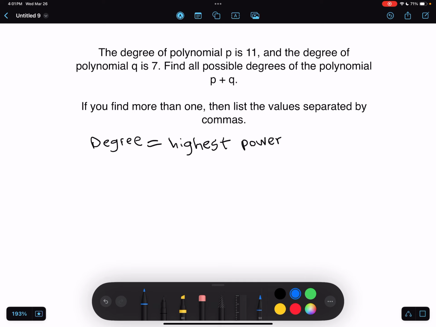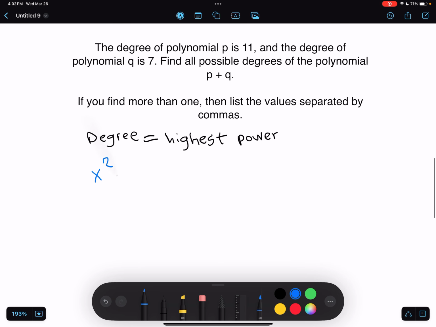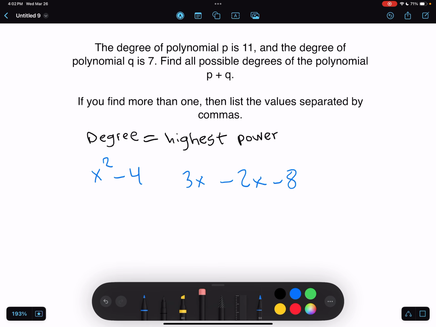So let's take any 2 polynomials. The very simplest ones, for example, one is x squared minus 4. We might call that polynomial 1, degree 2. The other one, we could call it 3x squared minus 2x minus 8. We could even call this 3x to the 4th for the purposes of here. So these are the 2 polynomials. The first one has degree 2 and the second one has degree 4, and we're going to go ahead and add these together, just like we would with the original problem.